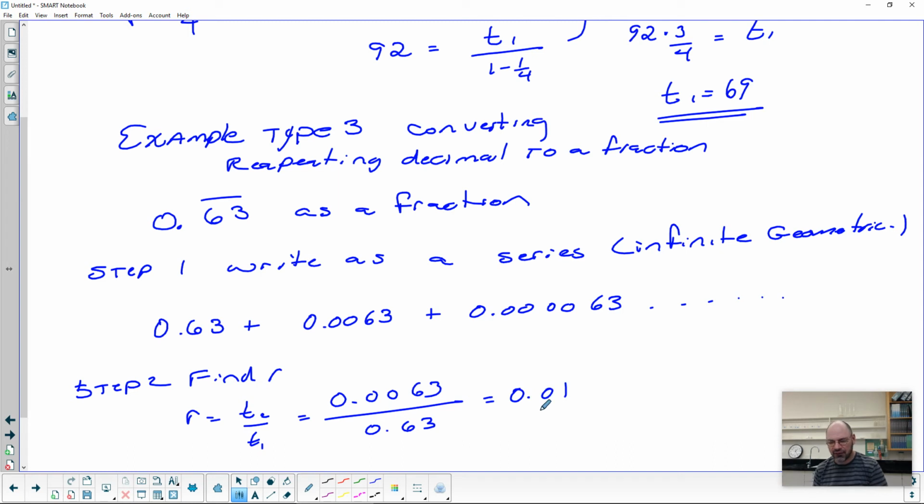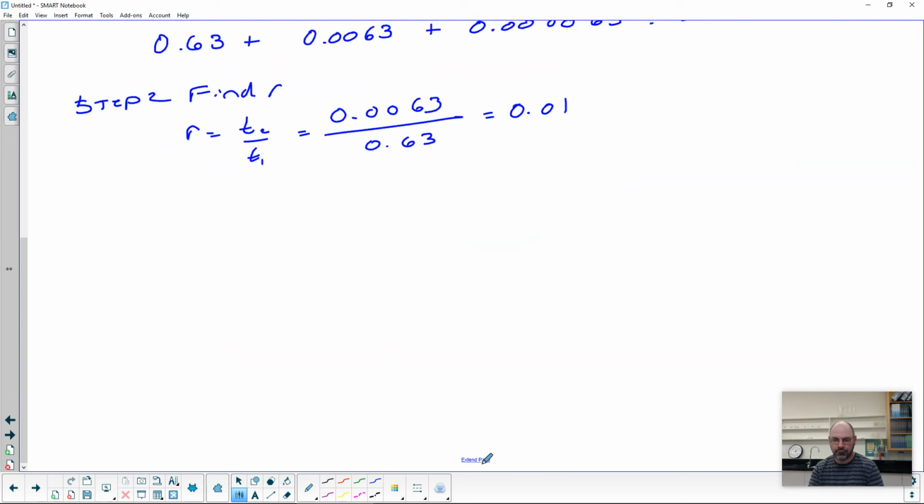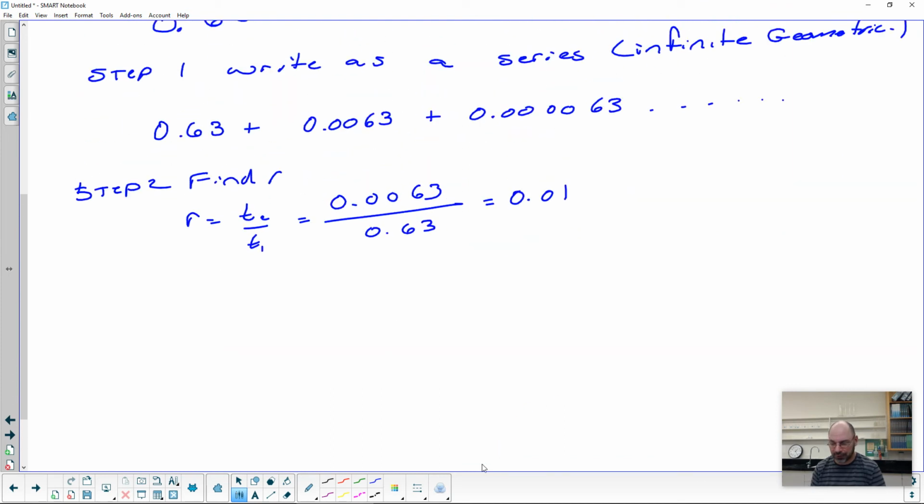And then in the final step, you just apply the formula for this infinite sum. Okay, so we'll make some space there. So step 3, apply the S infinity formula.